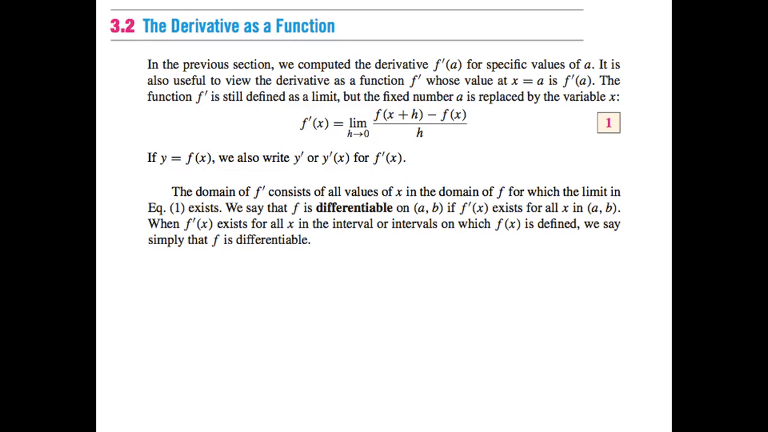And you can see that definition there: we say f is differentiable on a domain, on an interval, if the derivative exists at all points in that interval.